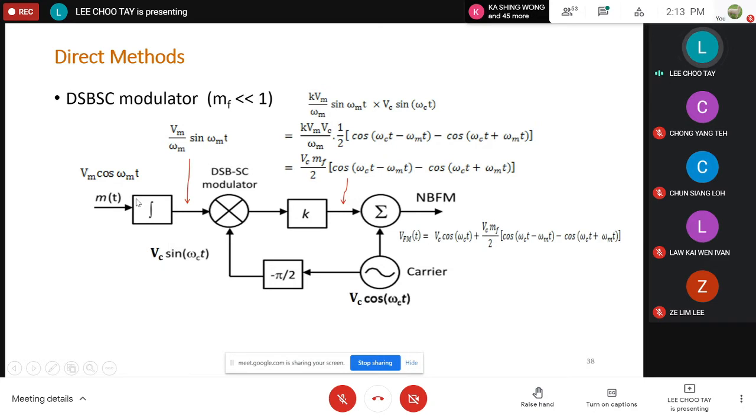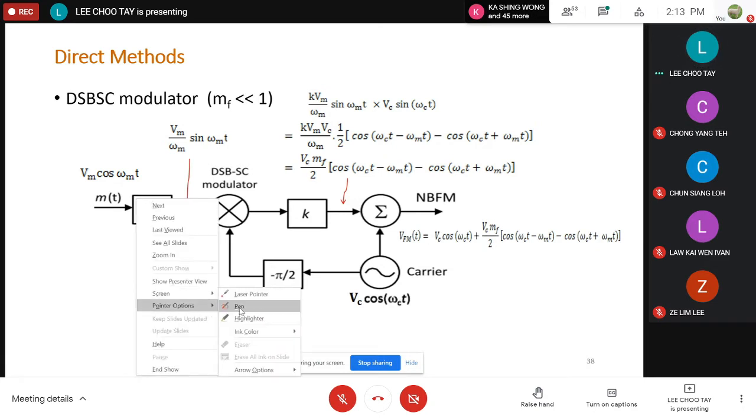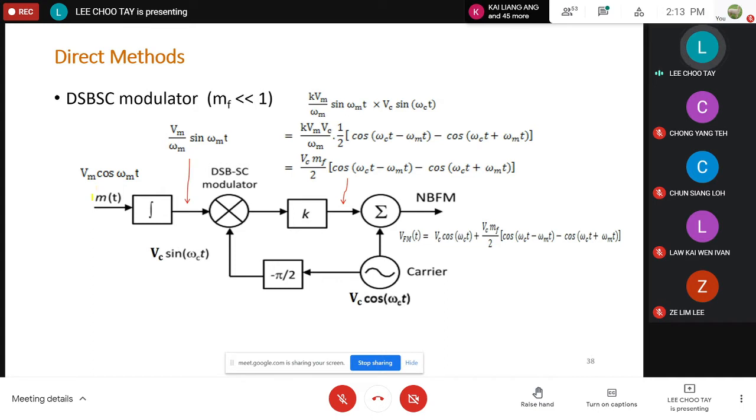Now we have a message here. For this example, I'm going to make use of a single tone message, given by this equation, which is a cosine signal. This message signal will be passed through an integrator, then the output of the integrator will be multiplied by the carrier. In fact, the double sideband suppressed carrier modulator is just a multiplier, isn't it?